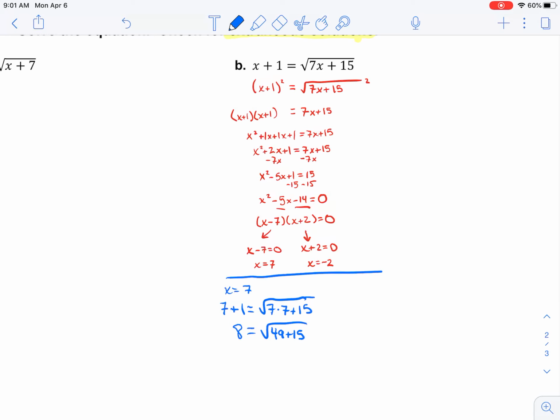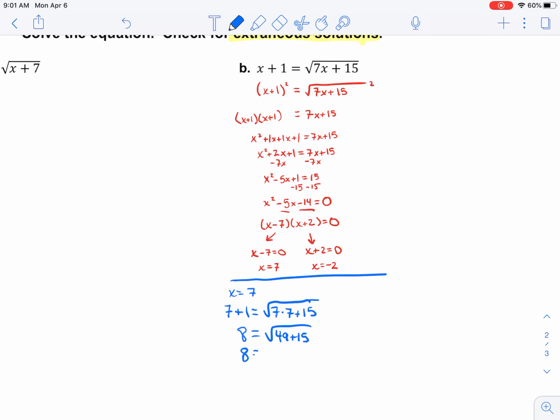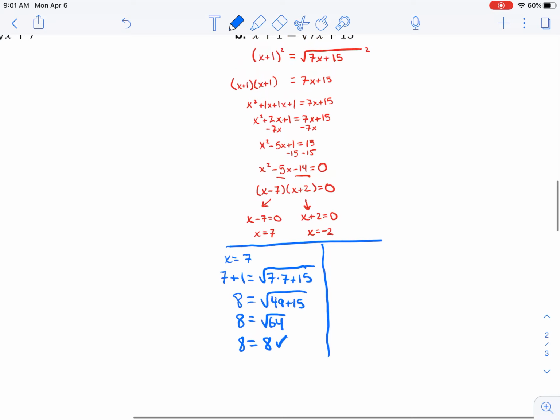49 plus 15 is 64. So we have 8 equals 8. Okay, that one worked. Perfect. Let's check x equals negative 2.